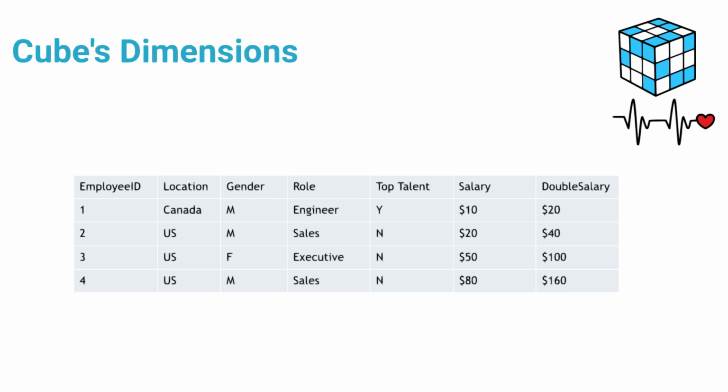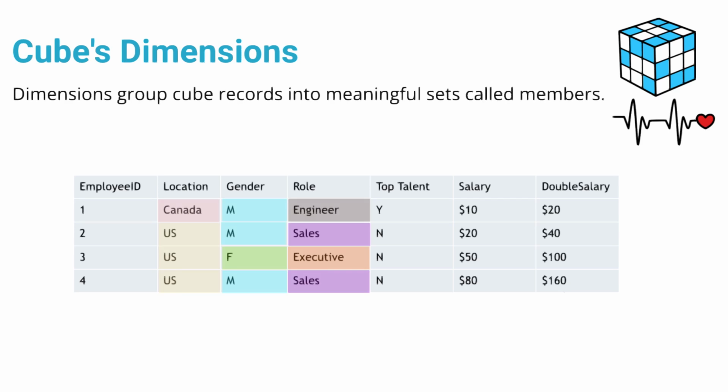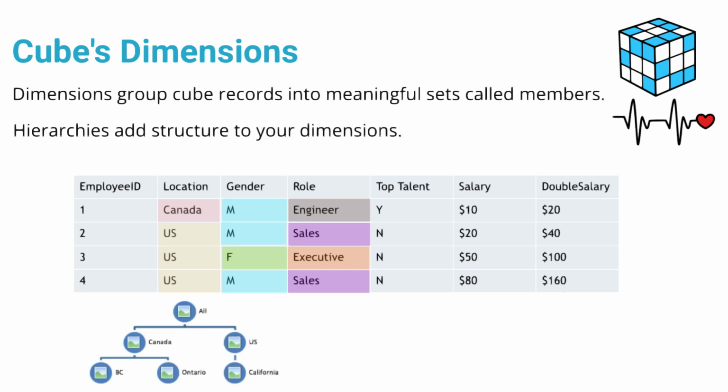As the name suggests, multidimensional emphasizes the role of dimensions in cubes. This is where analytic databases truly excel. Dimensions and hierarchies enable you to filter and group your data in dynamic and powerful ways. Dimensions group cube records into meaningful sets called members. Hierarchies add structure to your dimensions. They define relationships between members. Let's go over an example. A location hierarchy might have levels like country, state, and city. Each of these levels has a predefined set of members, and the dimension maps cube records to these members.